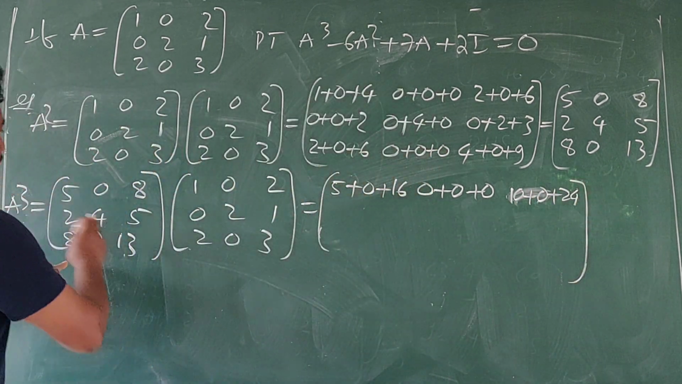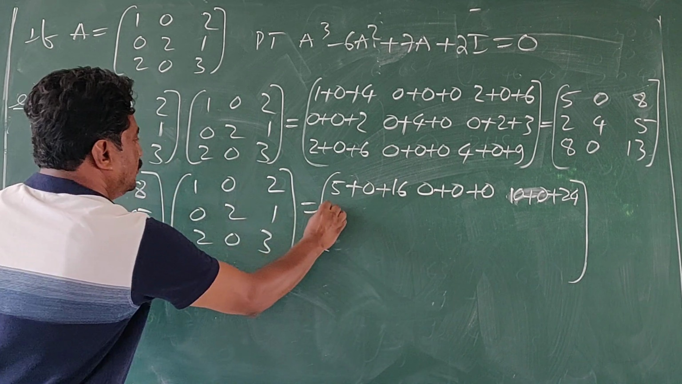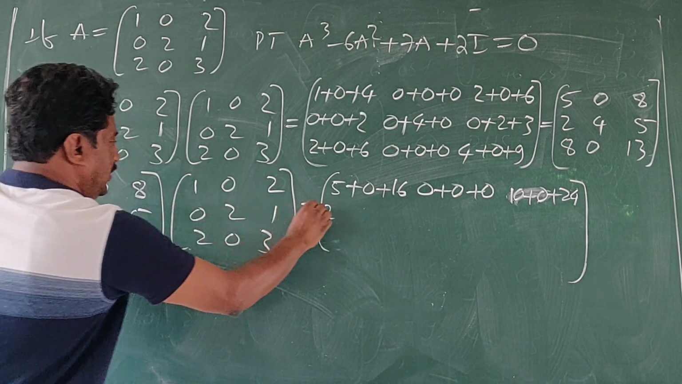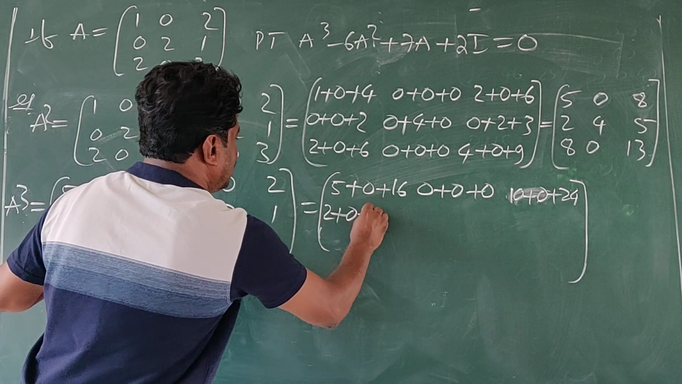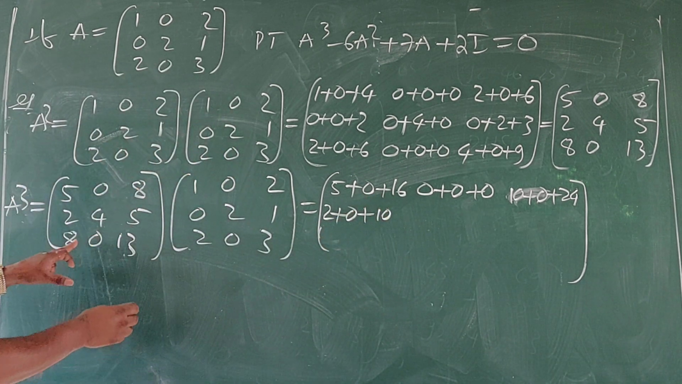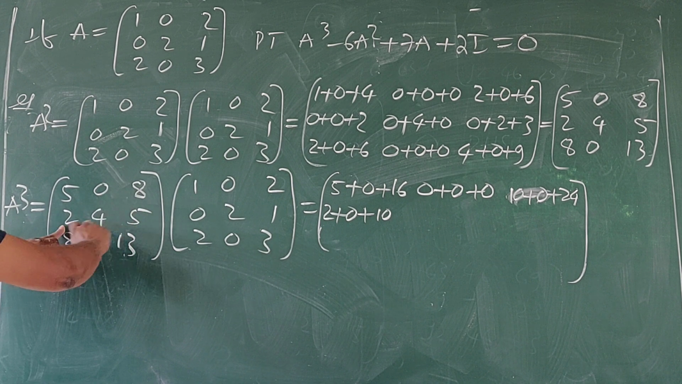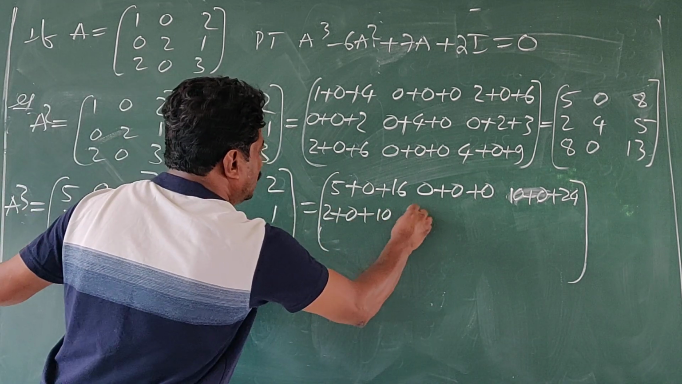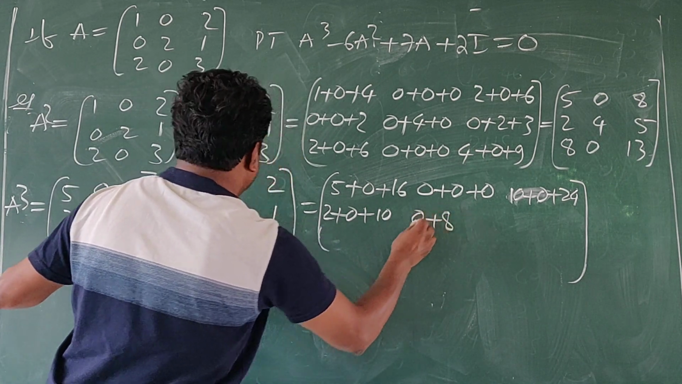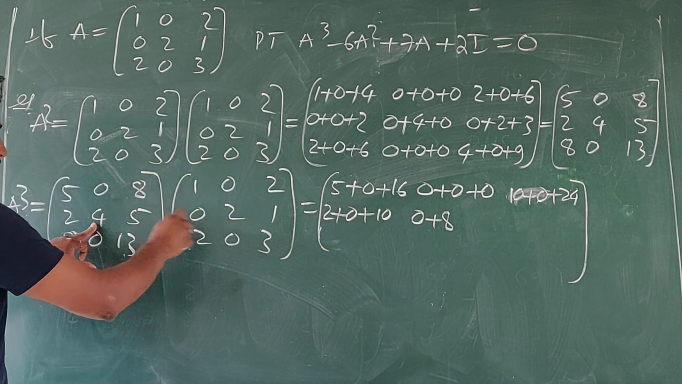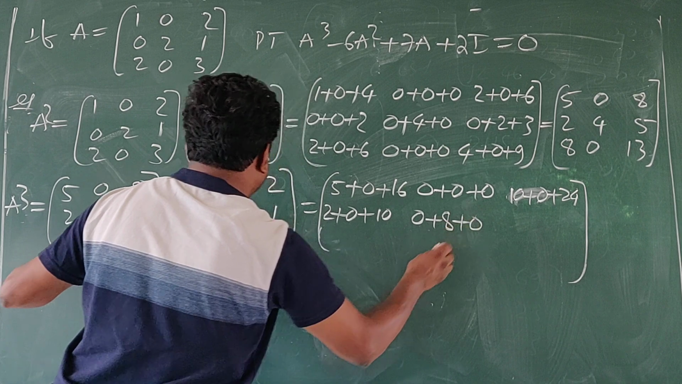Second row, first column: 2 plus 0, plus 5 2s are 10, 10. Second row, second column: 0, 4 2s are 8, plus 0, plus 0.